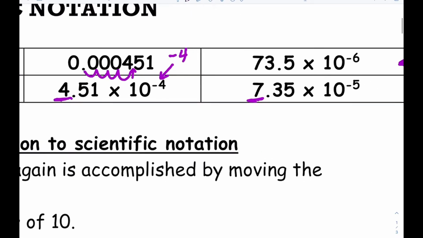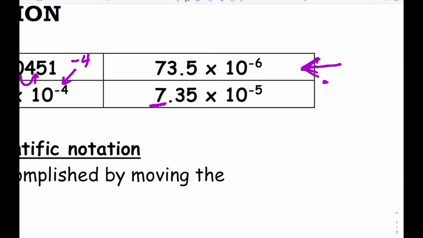And then finally, we have 73.5 times 10 to the power of negative 6. So that is a pre-existing exponent that we have. So when we move the decimal to the correct position for scientific notation, right after the 7, that's one place to the left. So that means we're going to add 1 because we moved to the left. We're going to add 1 to the negative 6, and that will give us the negative 5.